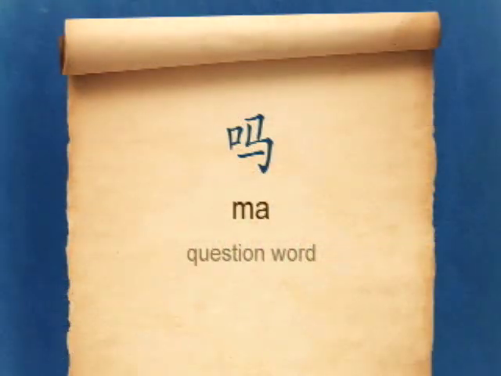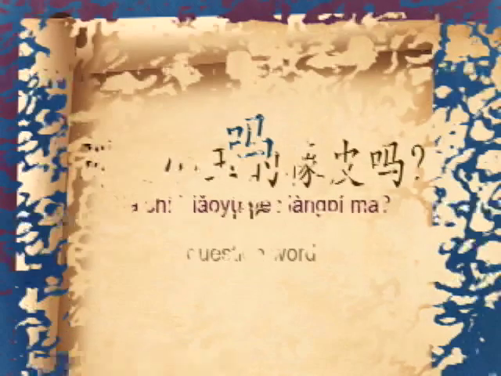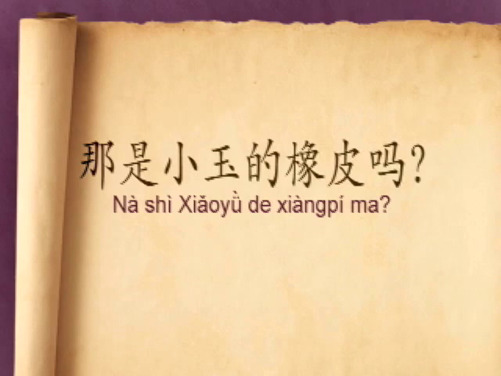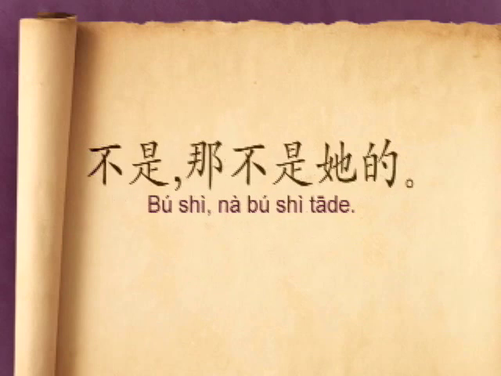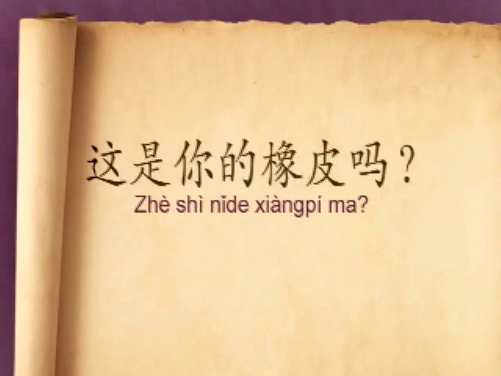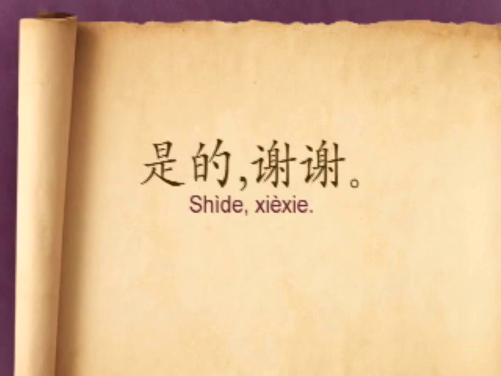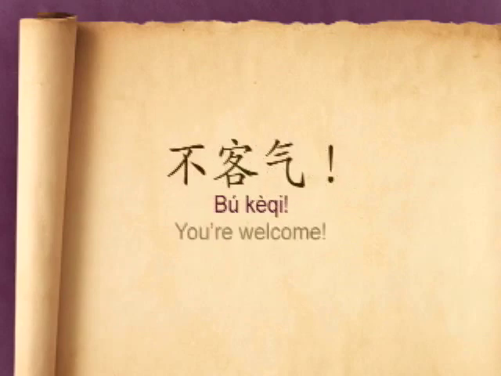Let's go over the things we've studied today. After reviewing our previous 2 lessons, we watched a new dialogue. You listened for ma, the question particle word. The sentences we studied were 那是小玉的橡皮吗？Is it 小玉's eraser? 不是，那不是她的。No, that's not hers. 这是你的橡皮吗？Is this your eraser? 是的，谢谢。Yes, thanks. And 不客气。You are welcome.